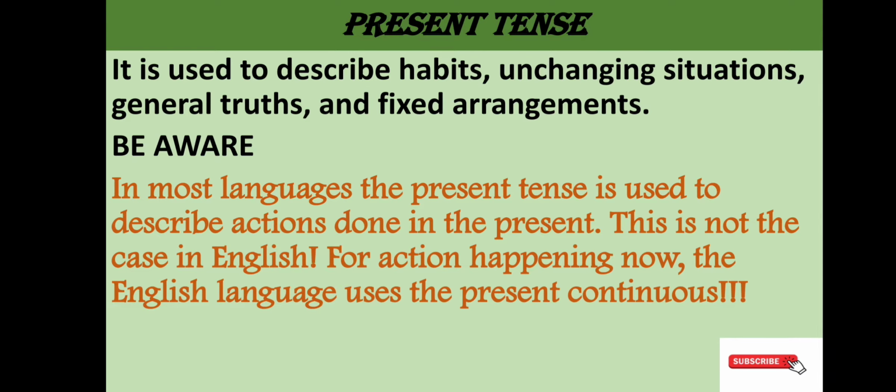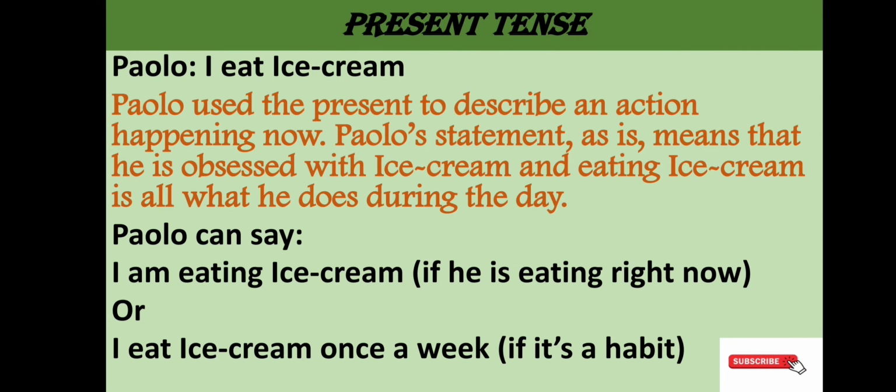I will explain why. So if we take, for example, Paulo, I eat ice cream. Paulo used the present to describe an action happening now. This is wrong because he used the present, it will be considered a statement, a general truth. So it will basically mean that he's obsessed with ice cream, and eating ice cream is all he does during the day. And obviously this is incorrect.